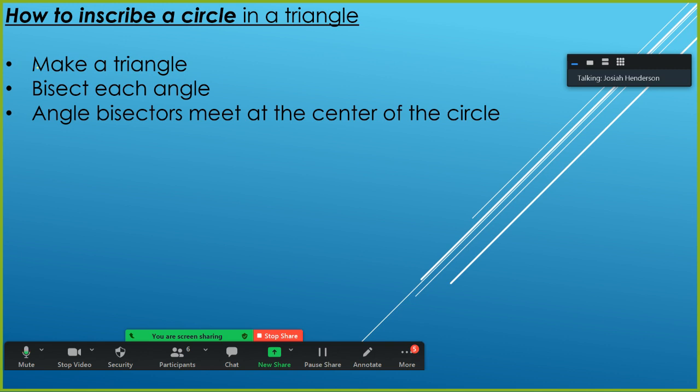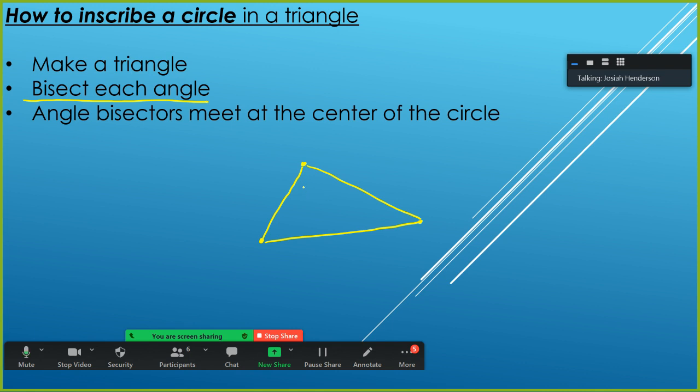Here's the basic idea. We're going to make a triangle. So imagine if we just randomly made a triangle. So you start with that. And then our long-term goal is we want to put the circle in the right place at the right size. So we're fitting a circle to be inscribed in our randomly made triangle. This is the key step in how to inscribe a circle. It starts by bisecting each angle.